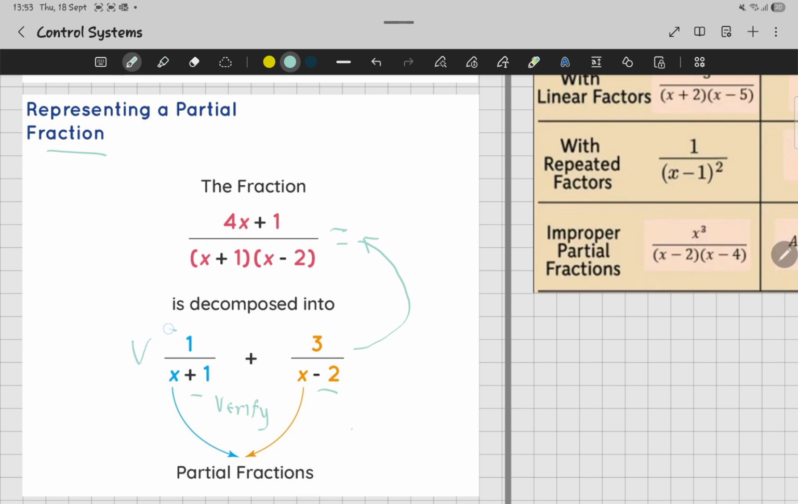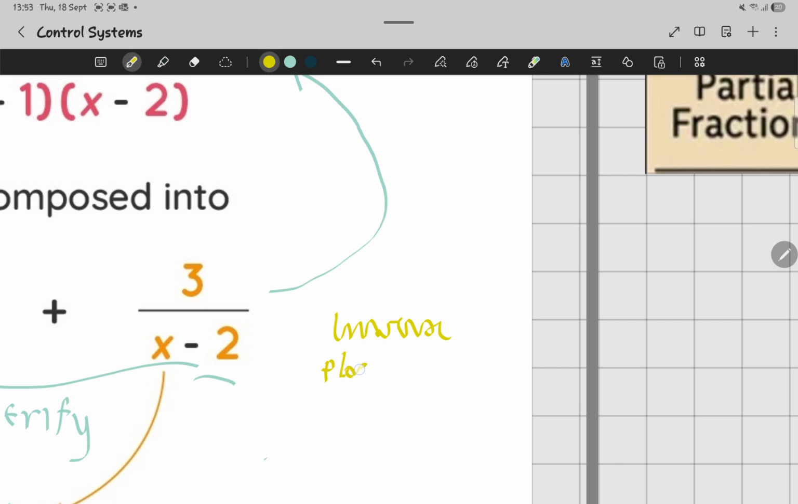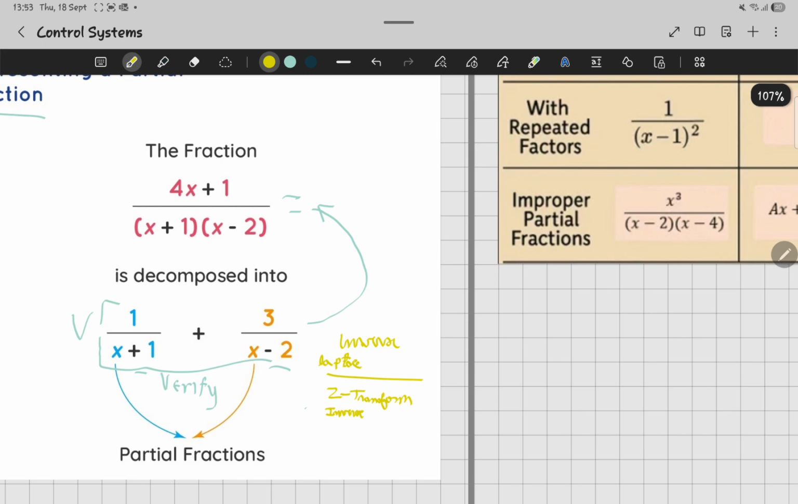We're going to need this type of fraction when we'll be working with inverse Laplace, and when we'll be working with inverse Z transform. That's when we're going to need this to break down the fraction.